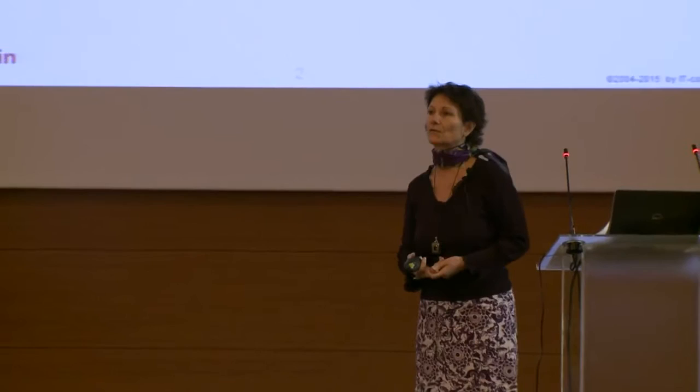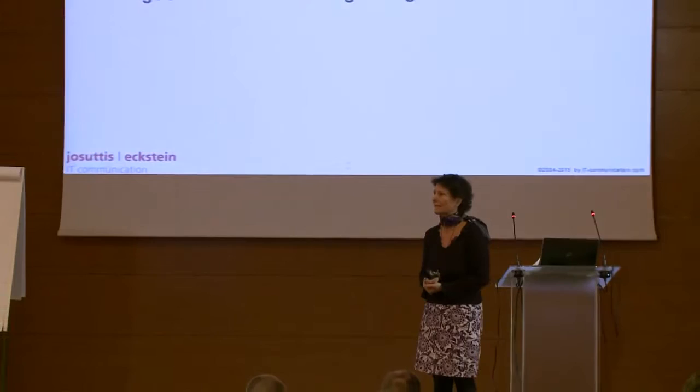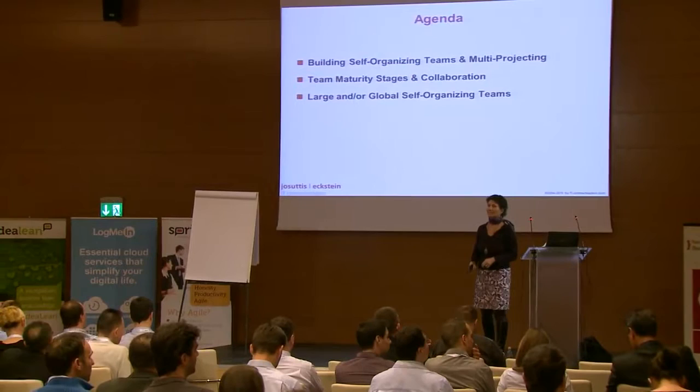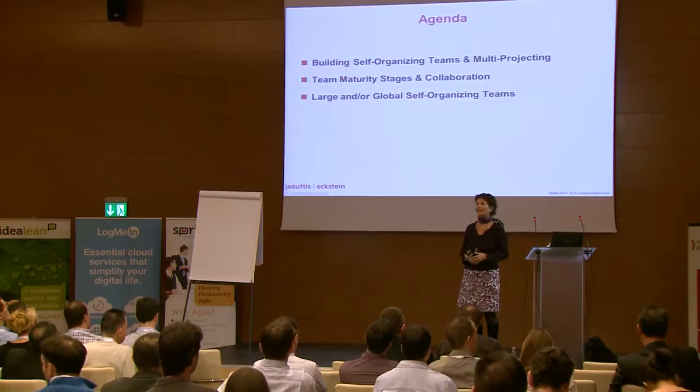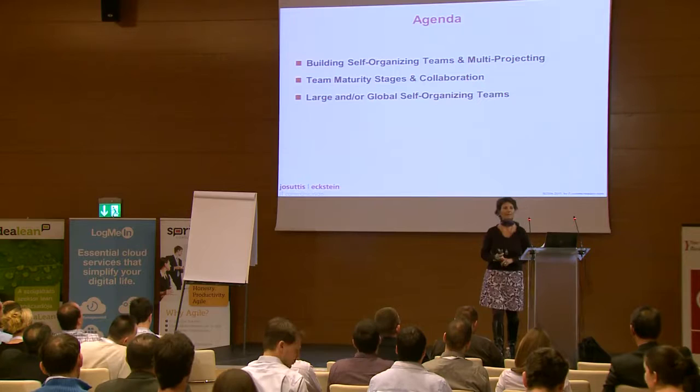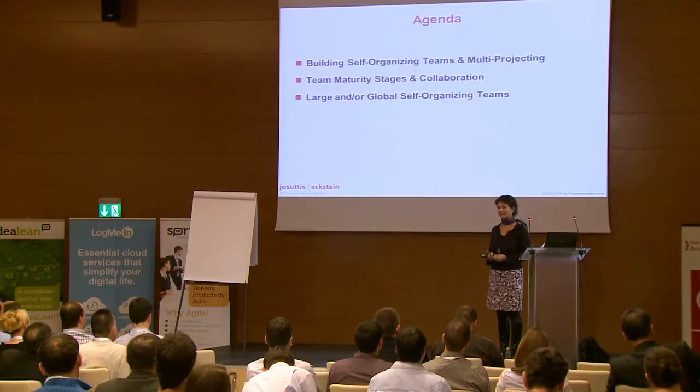This is my little agenda. I first want to look into what we need in order to build a self-organizing team. Of course, we can just get started saying, we put these people together, and now just self-organize yourselves, and most of the time this isn't really working, so I want to look into this in general. I also want to look into multi-projecting, which is often a big issue against self-organization. Then team maturity stages and collaboration is the next topic, and then large and global settings for teams.